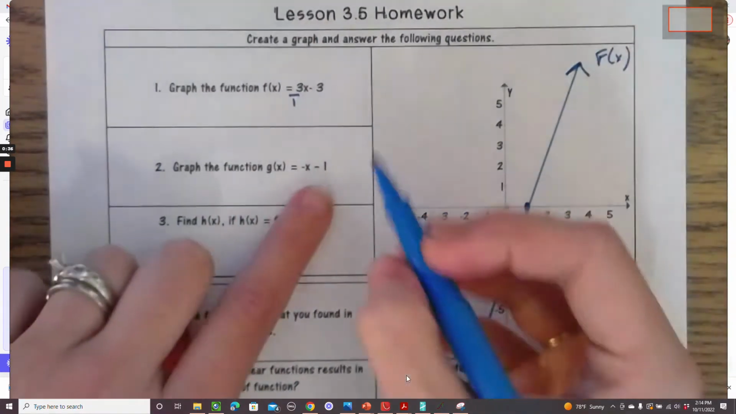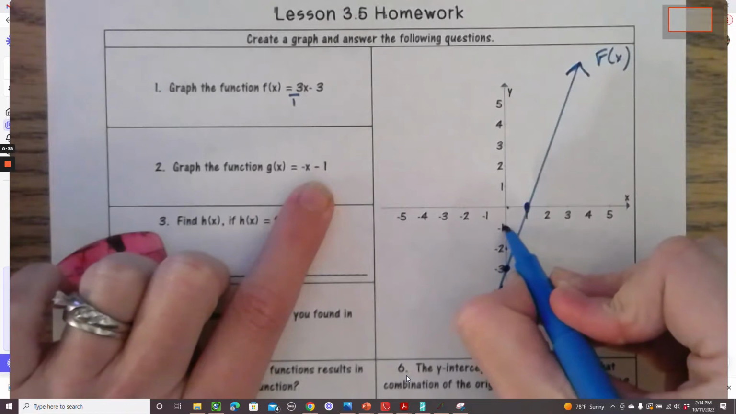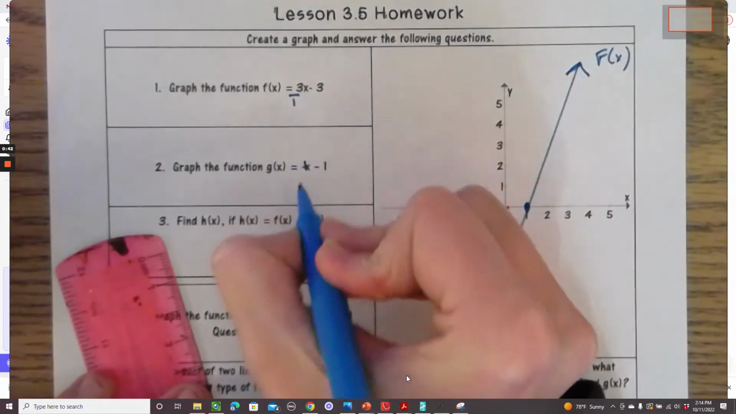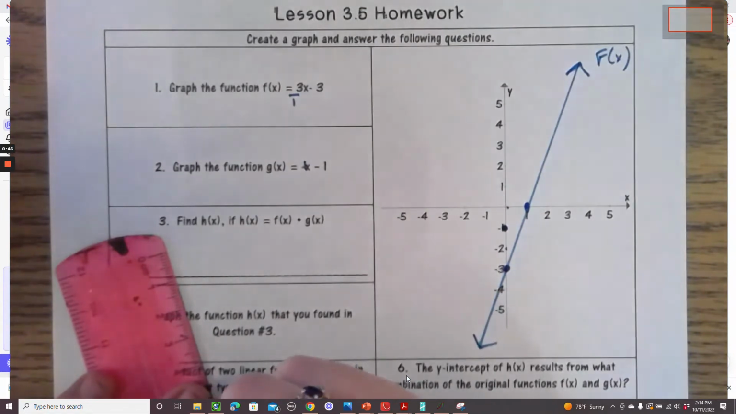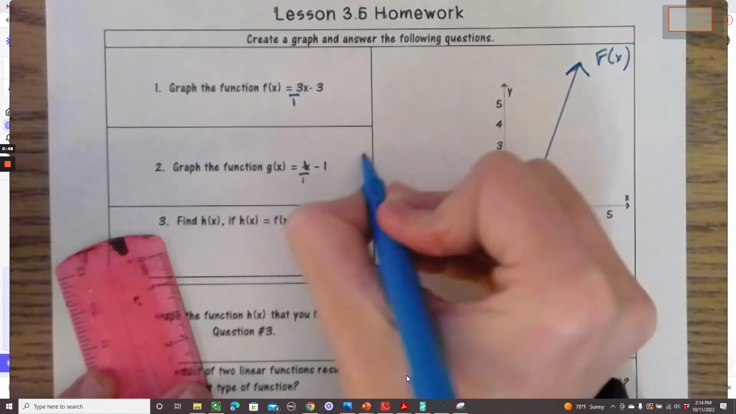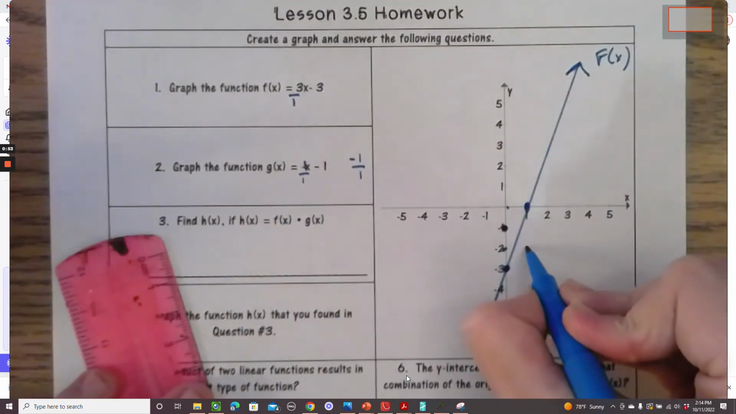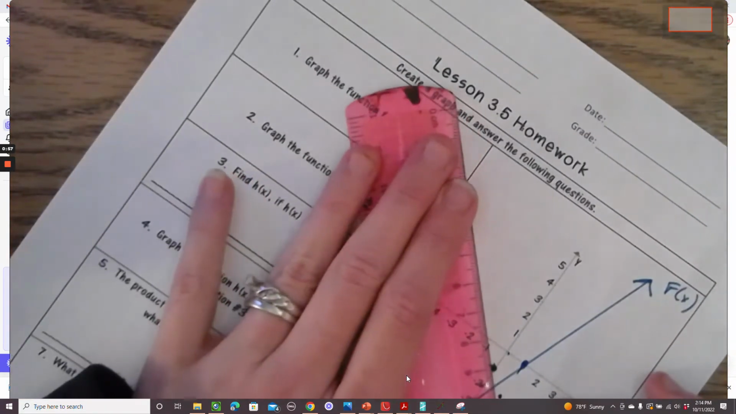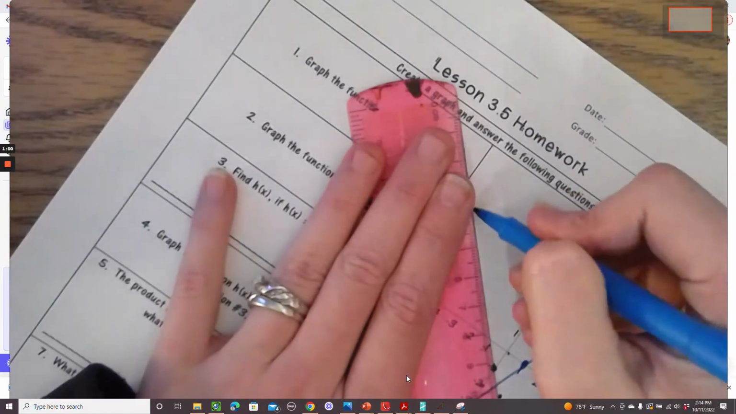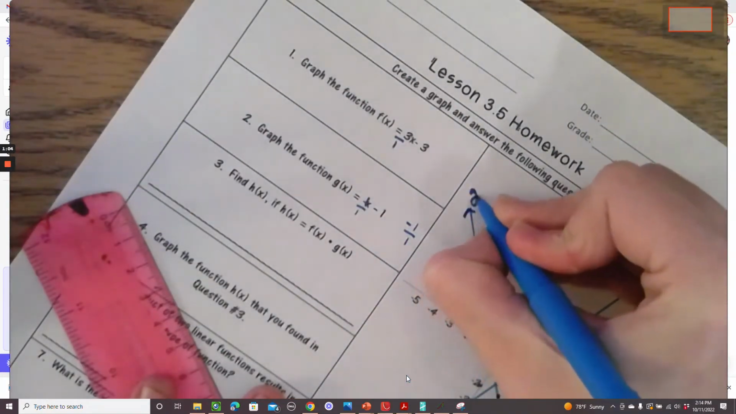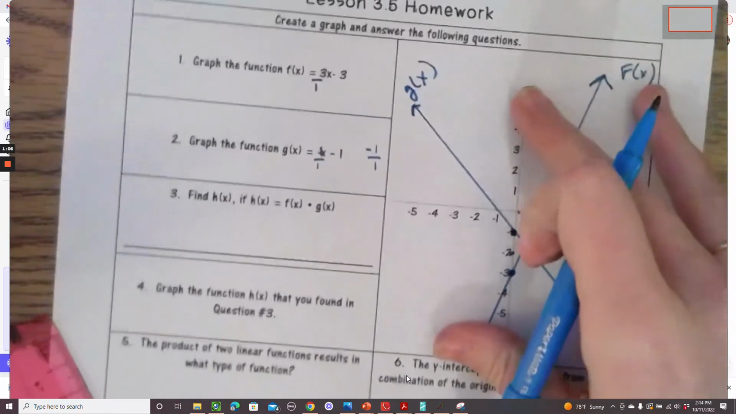G of x is negative x minus 1. That means there's a point here at negative 1. Negative x, there's an invisible 1 in front of that. So my slope is negative 1 over positive 1, meaning I go down 1 over 1. And so that is g of x, graphed like that.